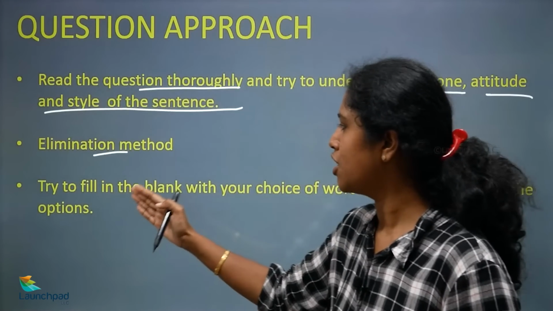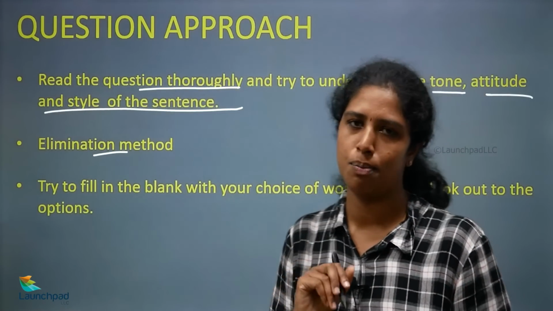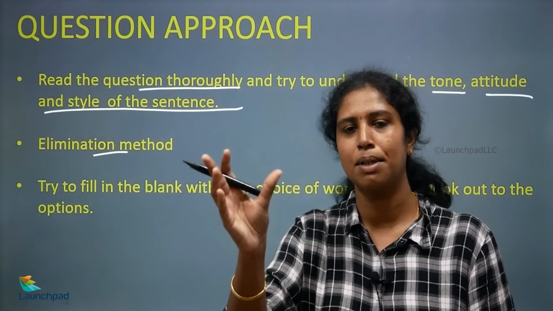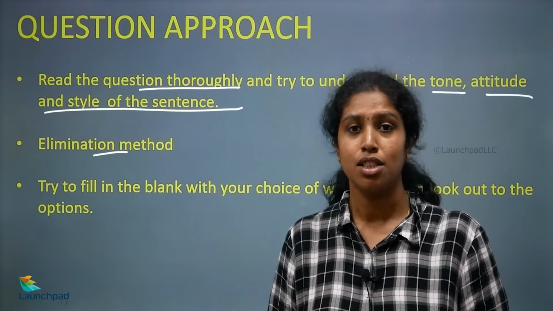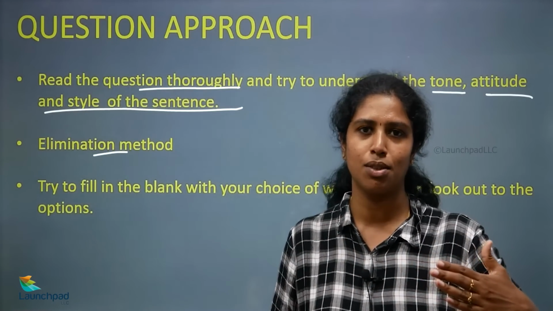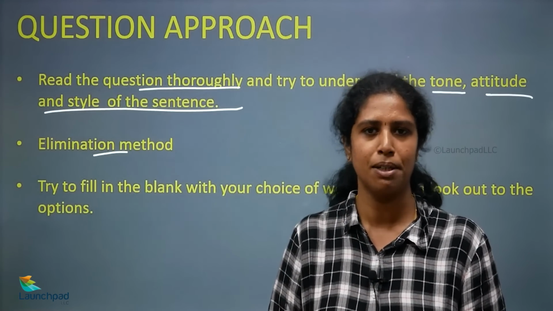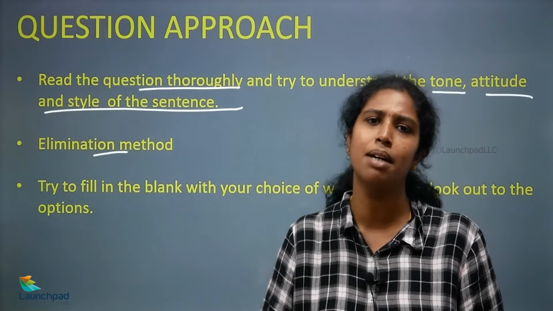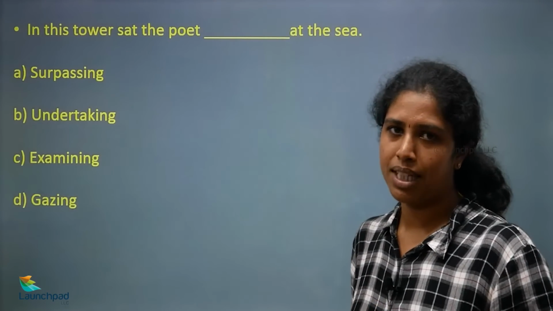And next, try to fill in the blank with your choice of word and then look at the options. Before you move to the options, you can try filling the particular blank with your choice of word. What can the word be? When you have a closer suggestion and look at the options, you might find the synonym of the word which you thought, and easily relate it in that fill in the blank. That is why we say before looking at the options, try coming up with your own choice of words. Next, I've given you an example here.